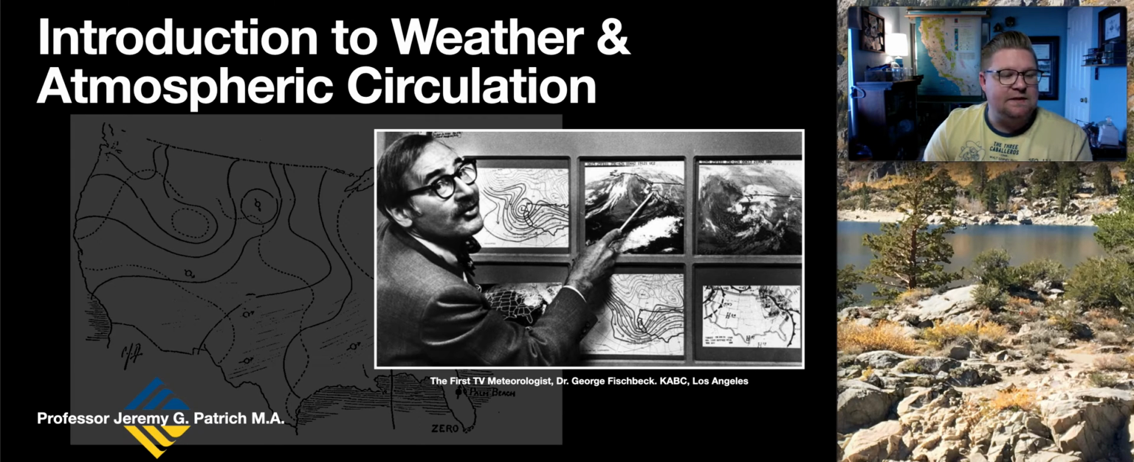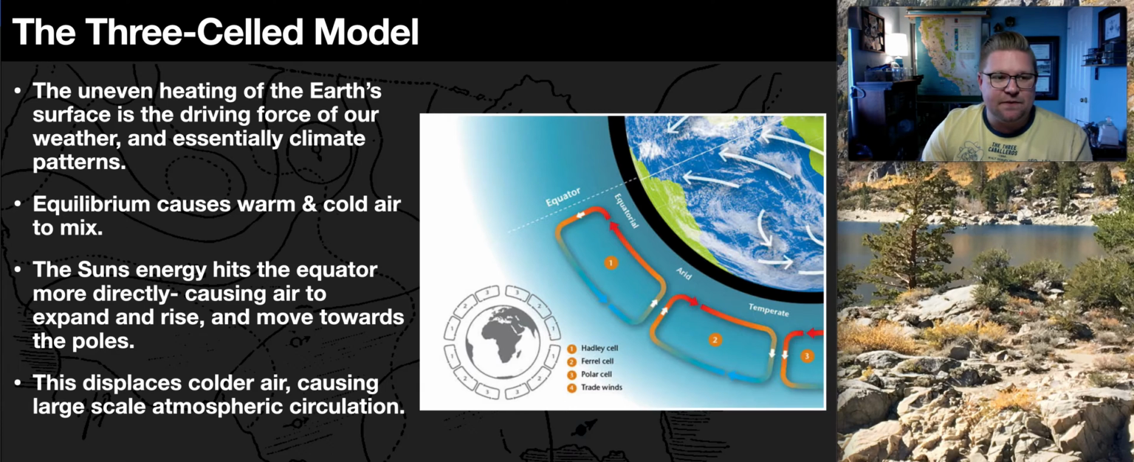So let's jump into this. The first part is we're going to jump into the idea of the three-celled model. There are other models that were identified, but since we know that the Earth is tilted at an angle and that it's rotating and orbiting, this is how we're going to be dealing with it, more particularly with the three-celled model.